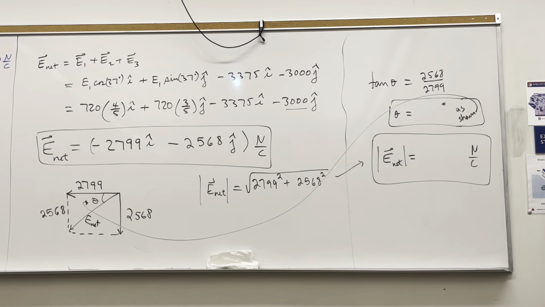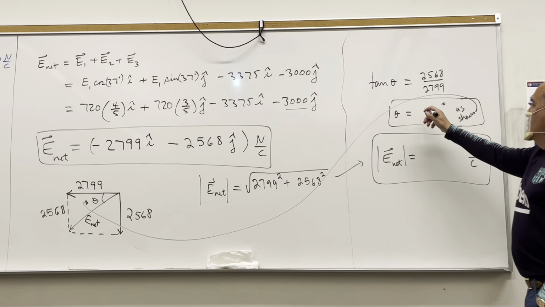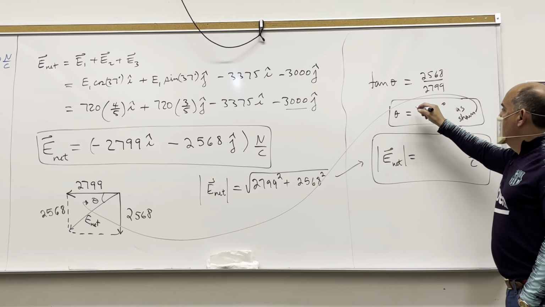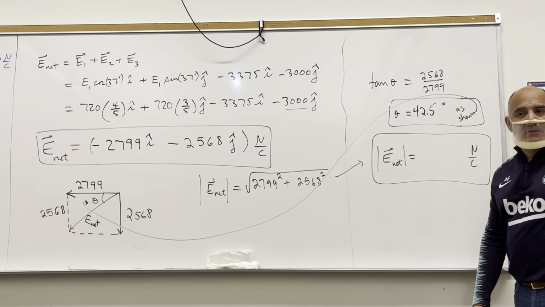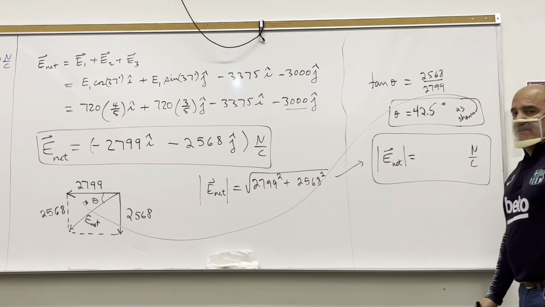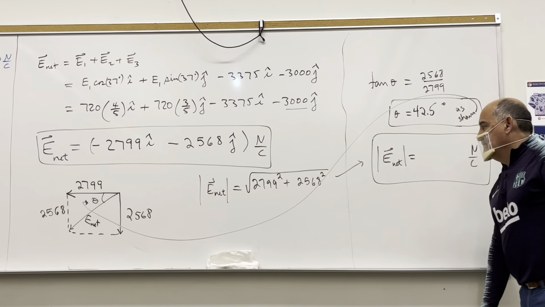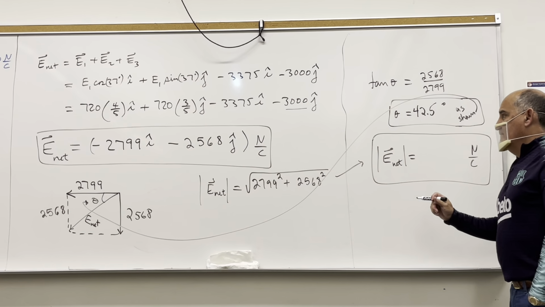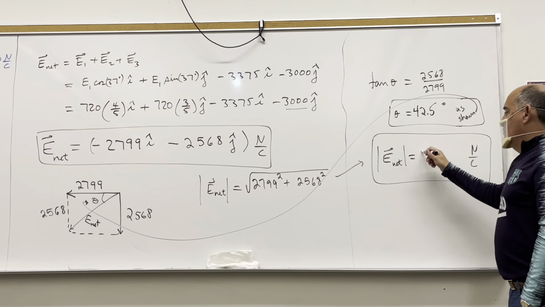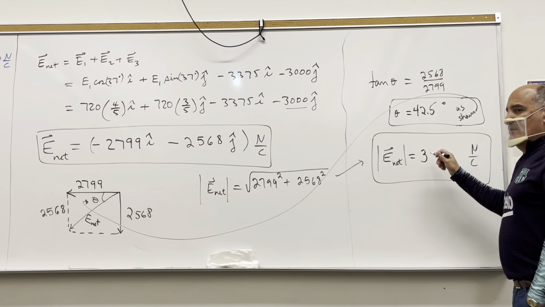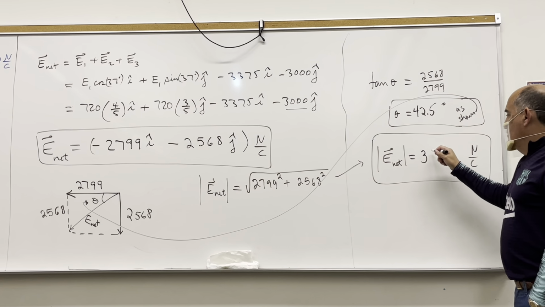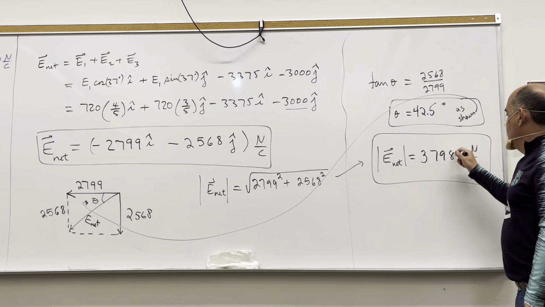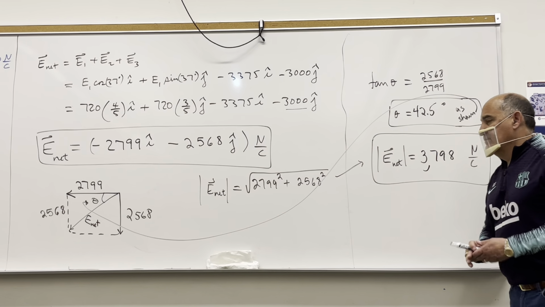So what angle do you get and what magnitude do you get? 42.5 for the angle. That's what I got. And the magnitude? 3.80 times 10 to the third. I got 3,798. Yeah, 3798. I just did 360 at the end. It's okay.